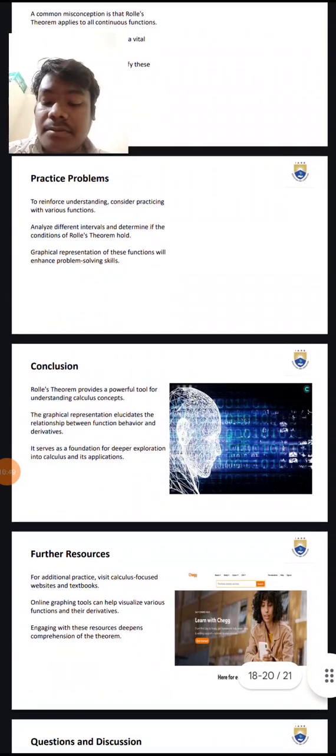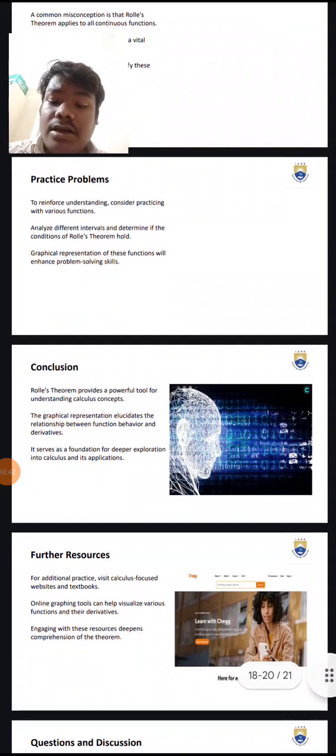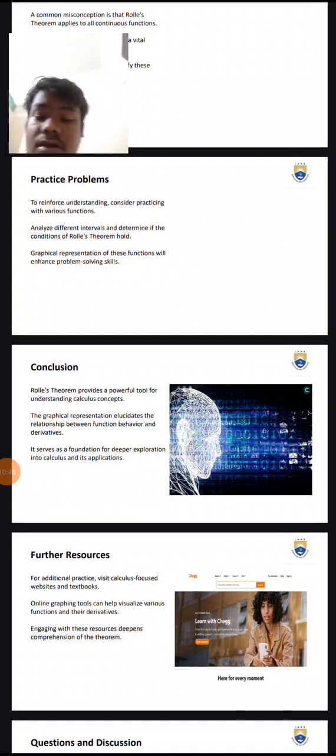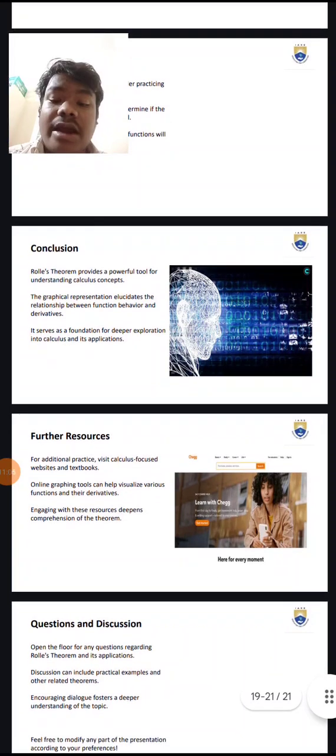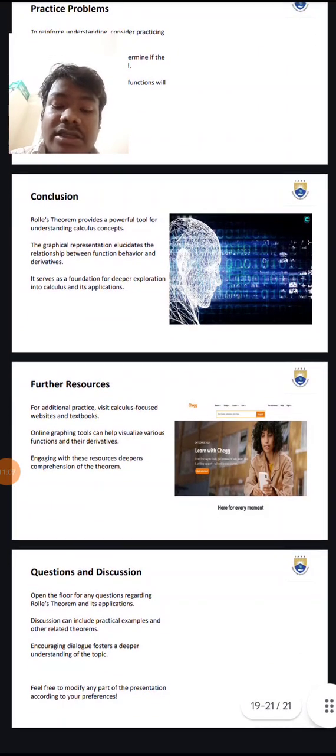Conclusion. Rolle's theorem provides a powerful tool for understanding calculus concepts. The graphical representation elucidates the relationship between function behavior and derivatives. It serves as a foundation for deeper exploration into calculus and its applications.